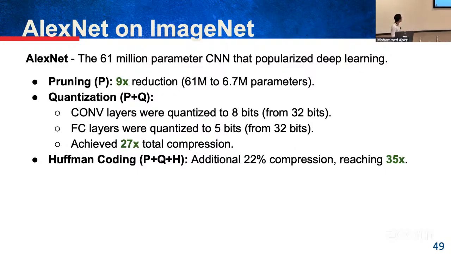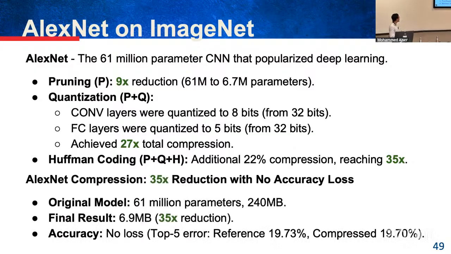The quantization process is the same as earlier. The convolution layers were quantized to 8 bits and the fully connected layers were quantized to 5 bits, similar to the previous example. After this, the total compression achieved was 27x. And after the Huffman coding, they were able to achieve a total of 35x reduction with no accuracy loss. So the size was reduced from 240 MB to 6.9 MB.